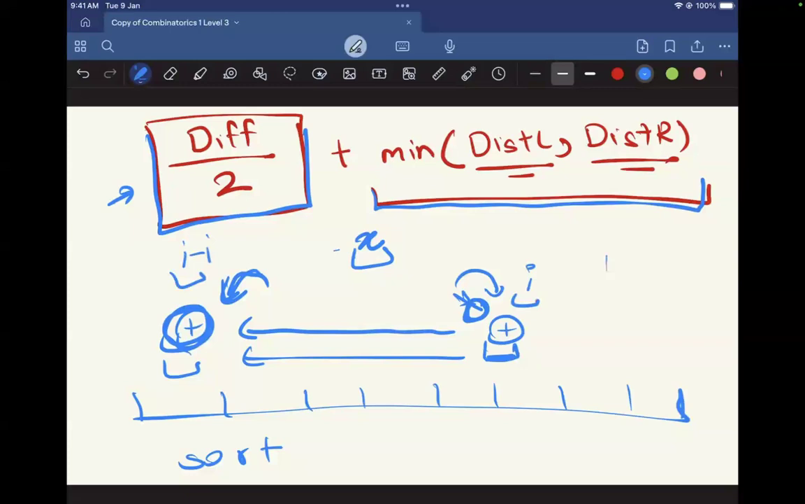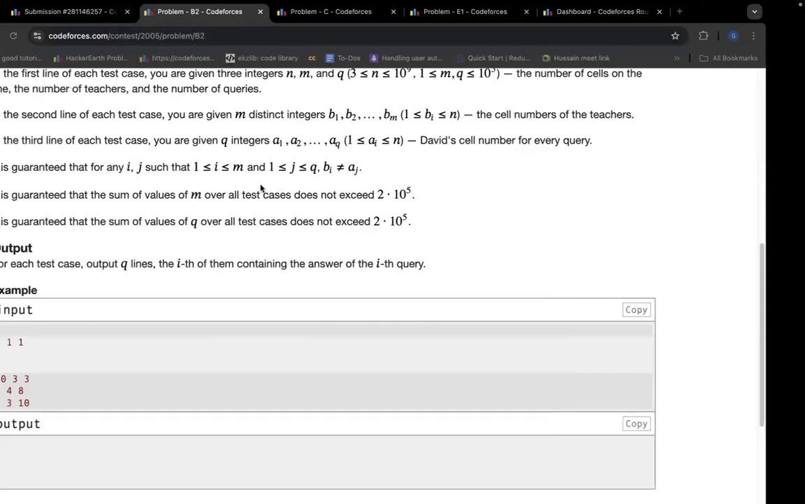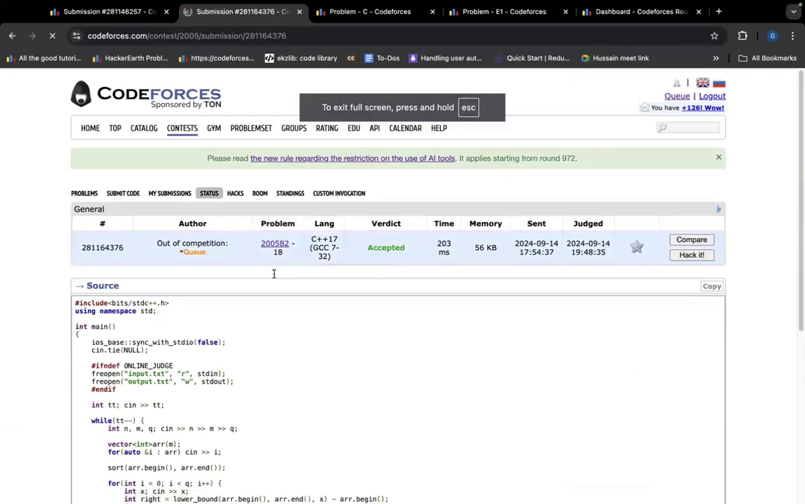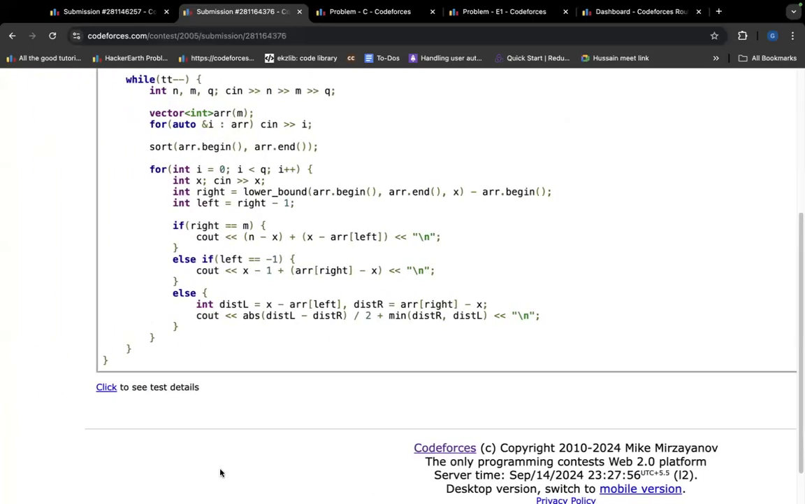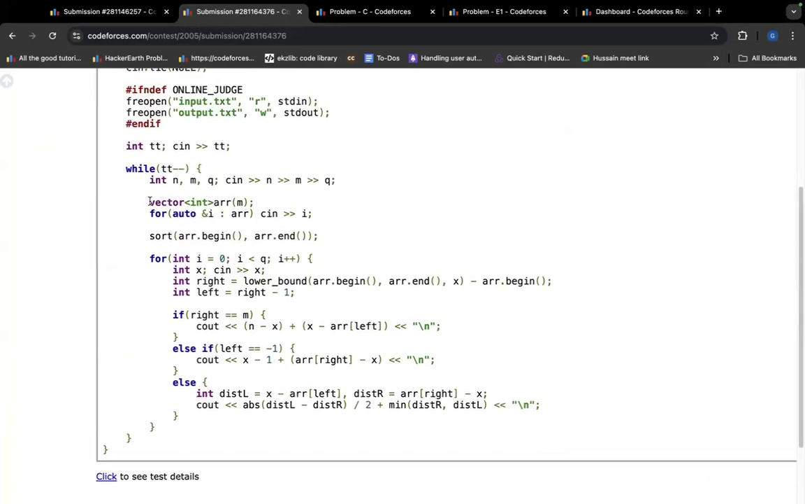This can be easily done using binary search as well. But you can also do this using the lower bound function in big O of log n per query. So let me just share the implementation with you guys. Now, this is very simple, guys. Just ignore this. You can see that this X and this X cancel out, but I'll share the solution. So I take in all the teachers, I sort them.